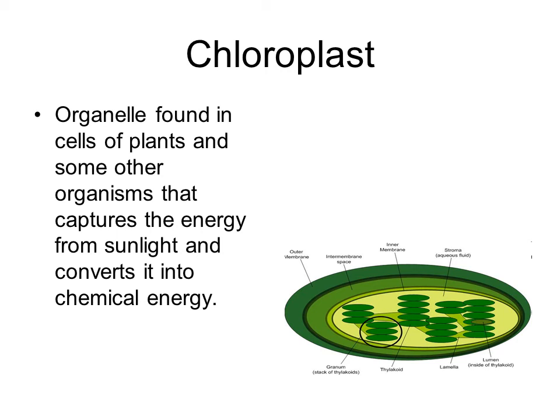The next organelle that we will be learning about are chloroplasts. Chloroplasts, as we've mentioned before, are not found in animal cells. They are found in plant cells. Chloroplasts are organelles that are found in plants. They are also found in some other organisms. And they capture energy from sunlight and convert that to chemical energy. So we will get more detail about the process of photosynthesis later, but it all happens in the chloroplast.